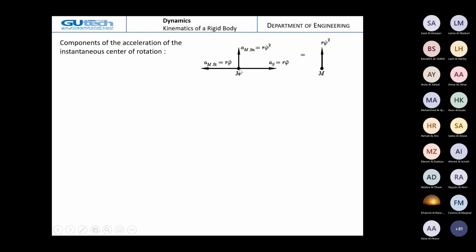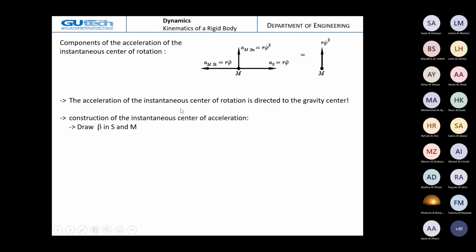What we have here: AS is known, AM is known, and we have the tangential one. When we work this out, we get a value equivalent to R phi dot square. Now the acceleration of the instantaneous center of rotation is directed to the gravity center, the center of mass. The construction of the instantaneous center of acceleration uses the angle beta at S and M.